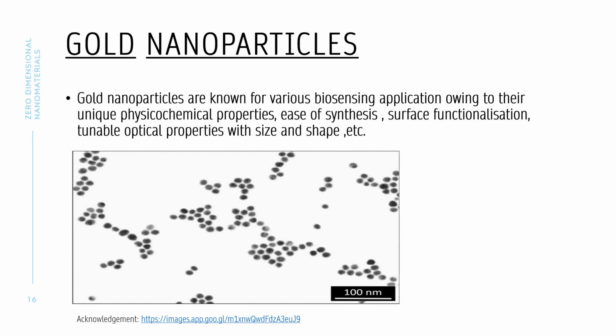So moving on to the next example of zero-dimensional nanomaterials, which are gold nanoparticles. These have a wide range of applications in the biosensing area, due to their unique physicochemical properties, the ease with which they are synthesized, and their tunable optical properties. These are well known and have wide application. As you see here, this is an SEM image, that is, a scanning electron microscope image, of a gold nanoparticle, which is of the order of 100 nanometers.